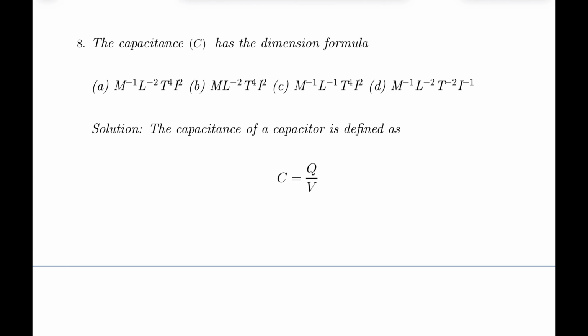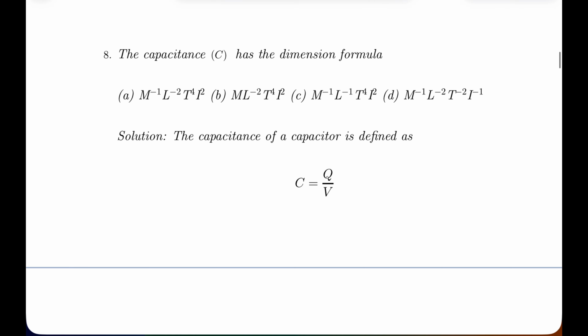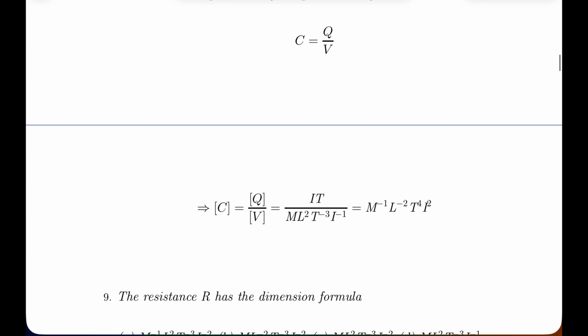Next, we have to find the dimensional formula for the capacitance C. We have the four options given: A, B, C, and D. We know that the capacitance of a capacitor is defined as C equal to Q upon V, or C equal to Q by V. Q is charge. The dimensional formula for charge is I into T. And that for V, we have just now seen, that is M L square T to the power minus 3, I to the power minus 1.